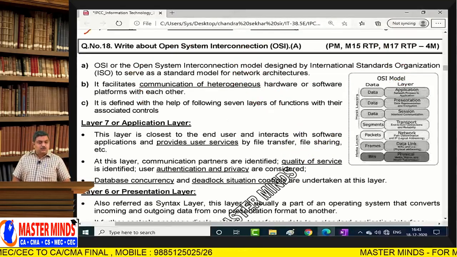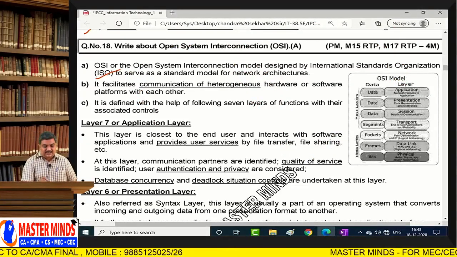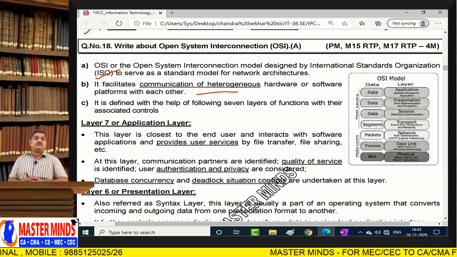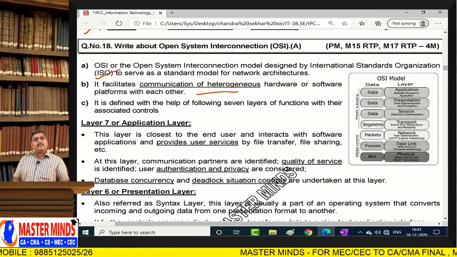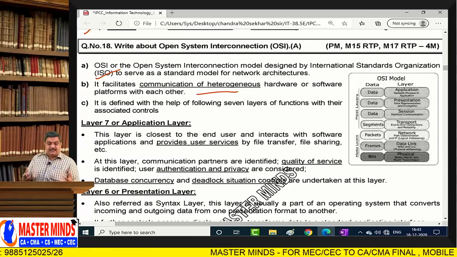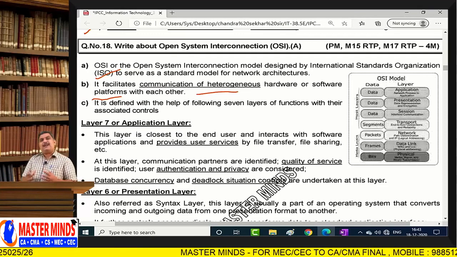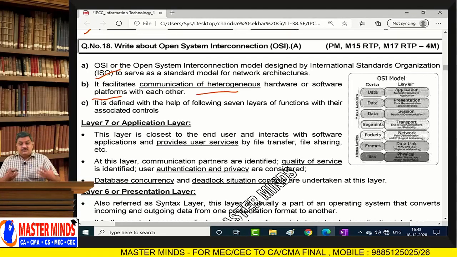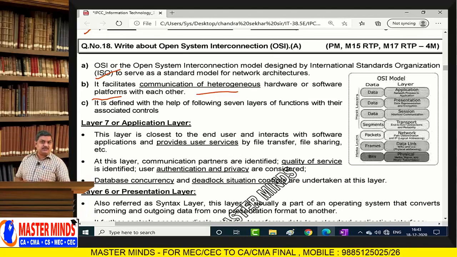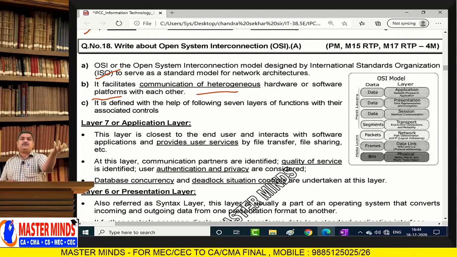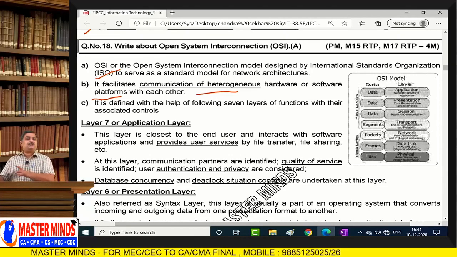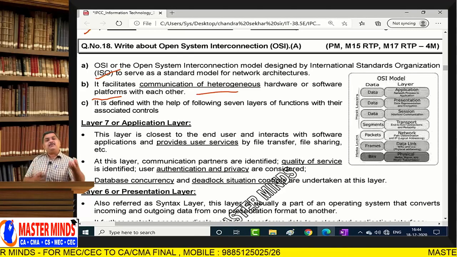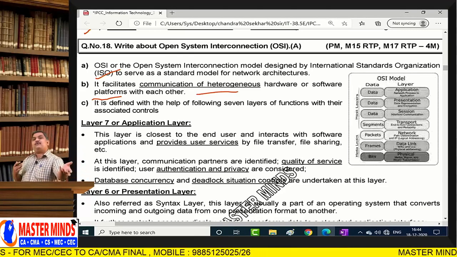Now, let us go to the OSI model. So, the OSI model is given by ISO. It facilitates communication of heterogeneous hardware or software platforms with each other. Yes, heterogeneous means what? I am using a computer. Here the word platform is used. What do you mean by platform? Platform here refers to operating system. I may be using Linux, you may be using Windows, I may be using iOS, you may be using Android. So here platform refers to operating system, software platform. And hardware platform means I may be using an iPhone, you may be using a Samsung phone.